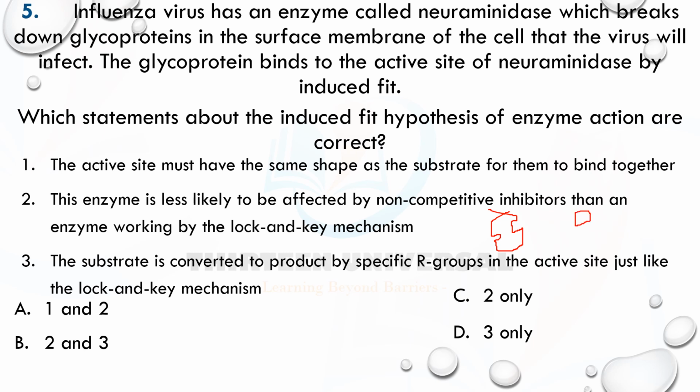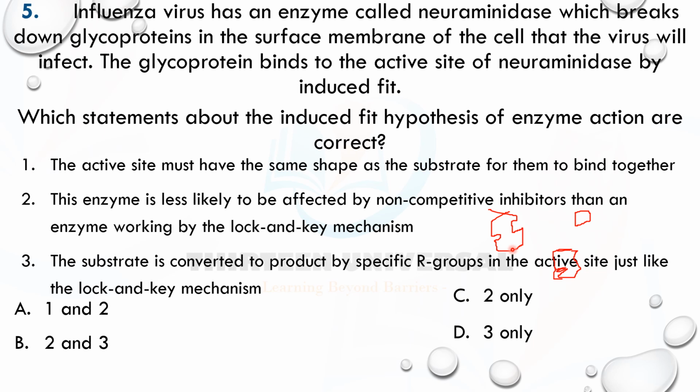So when a non-competitive inhibitor binds to it, something like this, it has attached to it here. It changes it. It alters the active site. So this is non-competitive. Non-competitive binds to the allosteric site. So you see it binding to the allosteric site, then the active site is altered. All right. So it does that whether for lock and key or induced fit.